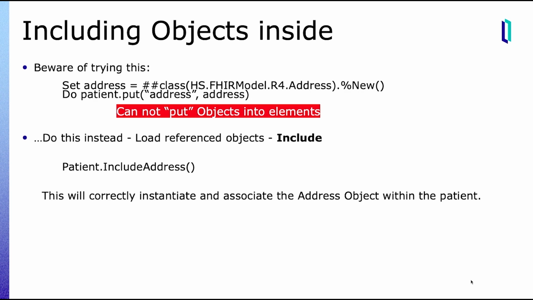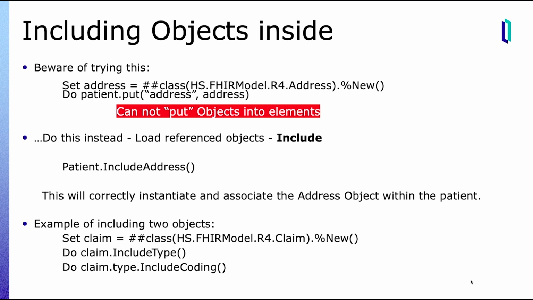And that is a directive called the include directive. When we do a patient and do an include address, it actually instantiates the right type and associates the address object with the patient. So that's the direction we are headed in. The example here shows that we have got ourselves a claim. Then we did an include type that actually created a type element inside it, which is an object. And then we do an include coding. So then under the type, it's going to create a coding object, and so on and so forth.